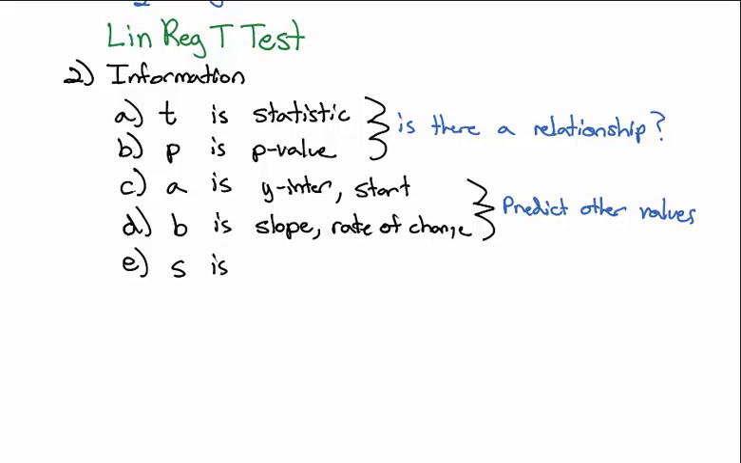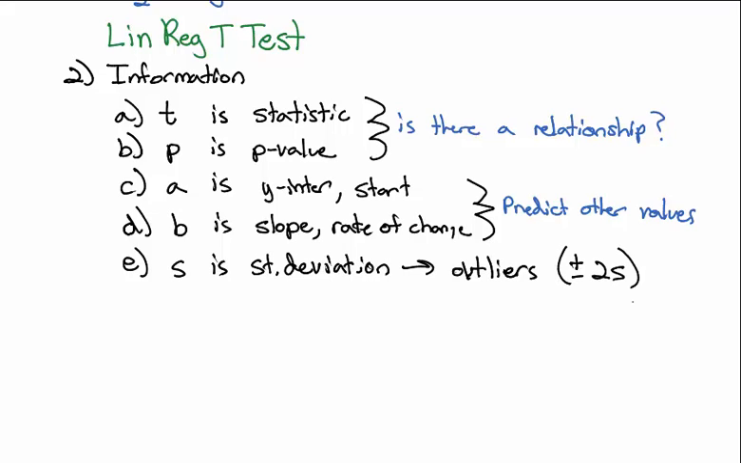S is the standard deviation. And we use the standard deviation to help us identify outliers. The way we're going to find outliers is we're going to add and subtract 2 standard deviations. Anything that's more than 2 standard deviations from our equation, we're going to consider an outlier that needs to be thrown out.